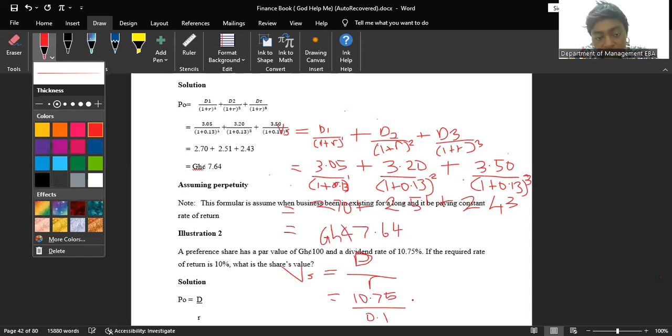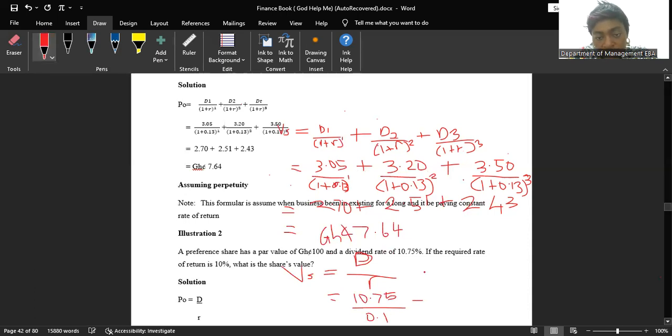Which equals 107.50. So when you are doing perpetuity, that is it.